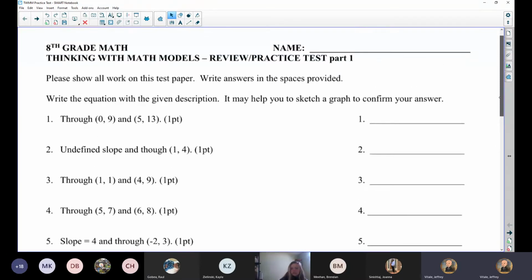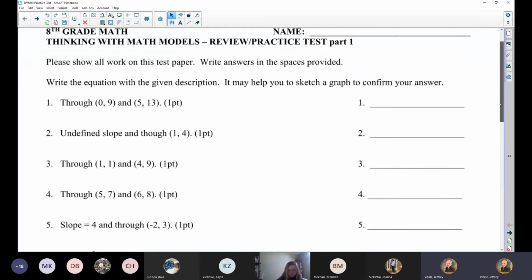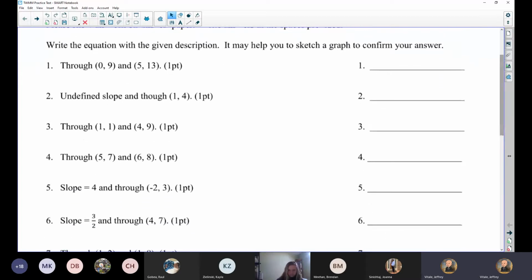So the very first thing, it says write an equation with the given description. It may help you to sketch a graph to confirm your answer, but you don't have to. What we have to do in the directions is this. Every answer should be in y equals mx plus b form, correct? All right, so we're given 2 points.